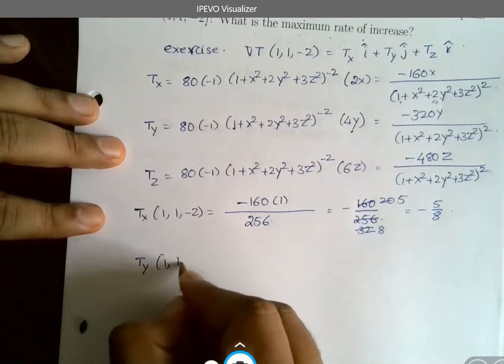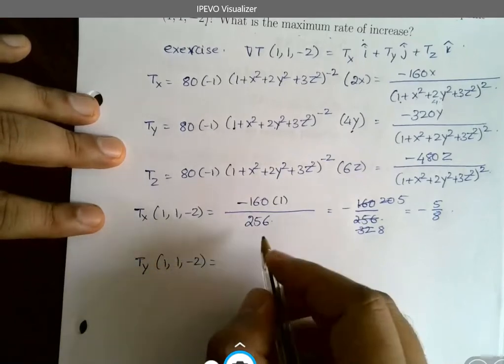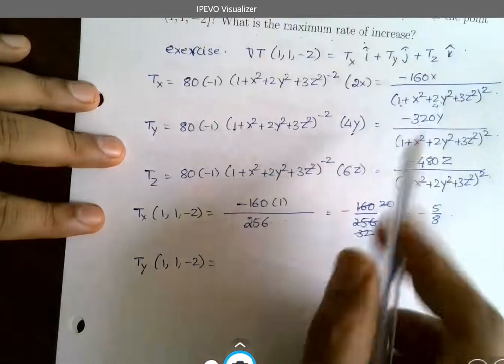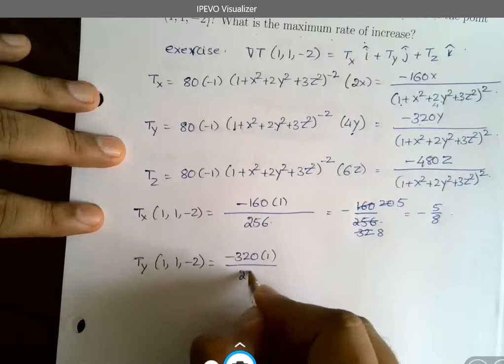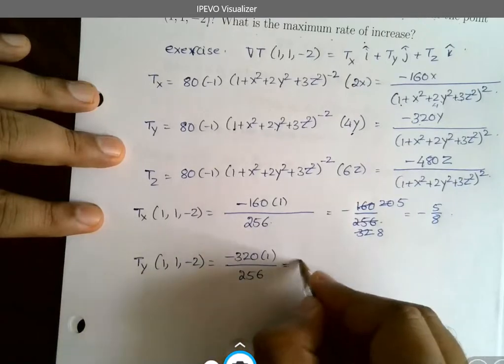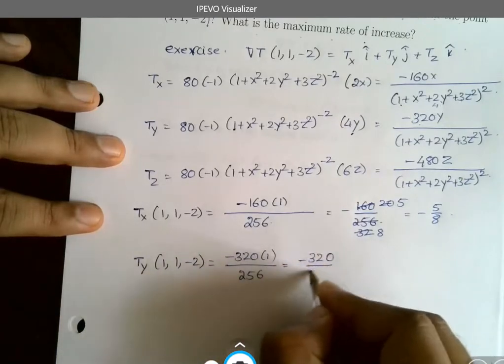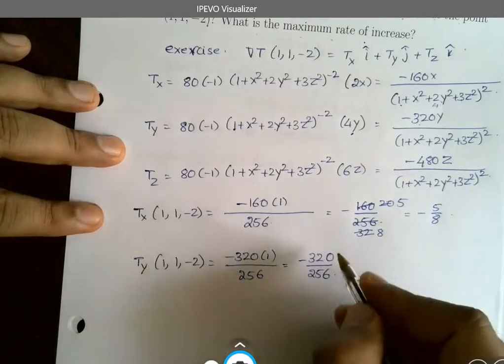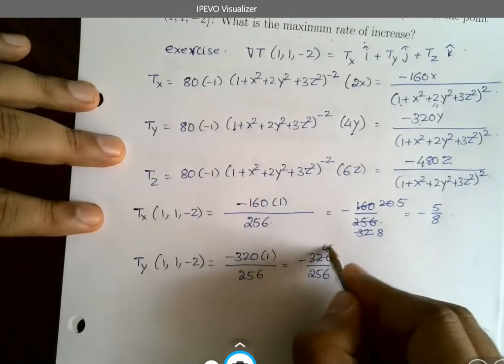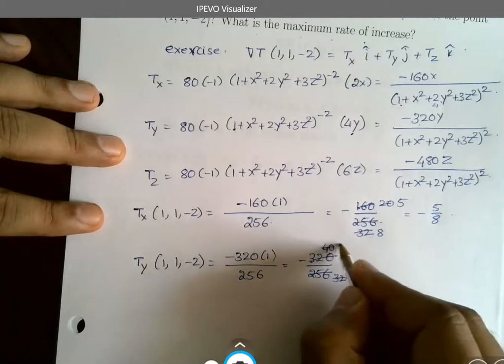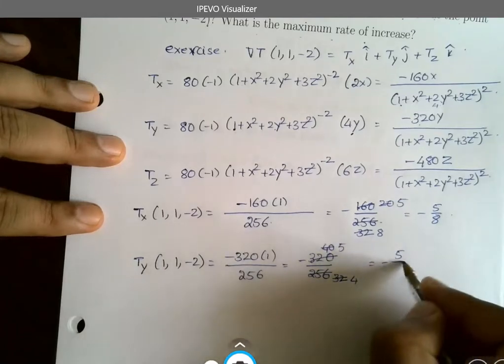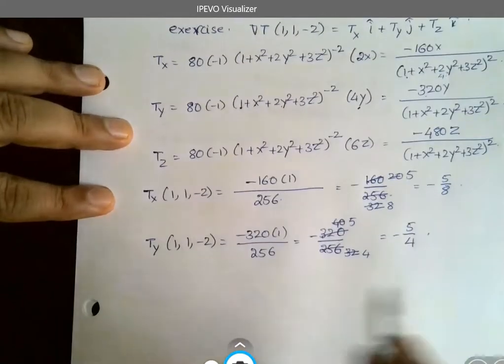Ty of (1, 1, negative 2) is going to be what? Again, you have to do the same thing. Negative 320 times y, right? 320 times 1 divided by the denominator, which is the same, so that's cool. So negative 320 divided by 256. That simplifies to negative 5 over 4. I hope you're okay with that.